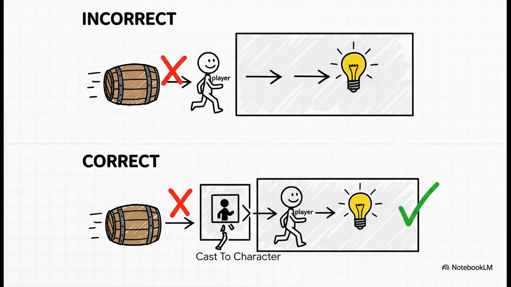Now, here's a pro tip that will make your triggers way more reliable. Right after your overlap event nodes, add a Cast a Character node. This thing is like a bouncer at a club. It checks to see if the thing that entered the trigger is actually the player, and not just a physics crate or a stray bullet. This is how you stop your events from firing by accident.